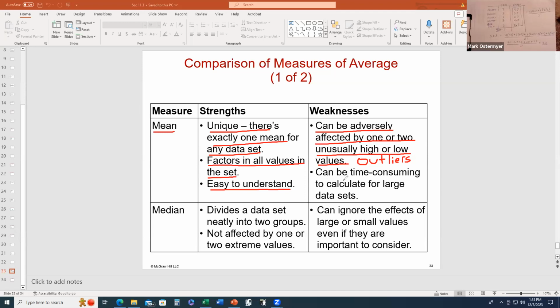The mean can be time consuming to calculate for large data sets. I mean, if you have data sets that have like hundreds of thousands or millions of data points in it, could you imagine with a calculator trying to figure out the mean of a data set that had like 10 million data points in it? It's like that old Snickers commercial, gonna be a while. Okay. Well, in that case, ladies and gentlemen, if our data set has like millions of data points in it, we normally turn it over to a computer system.